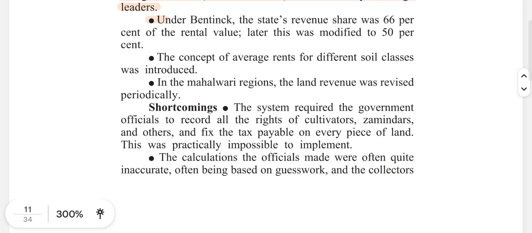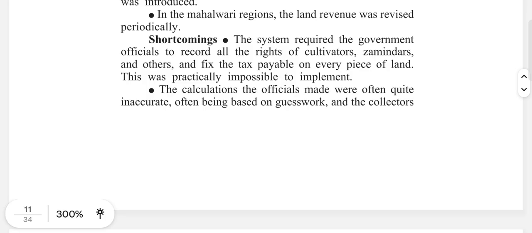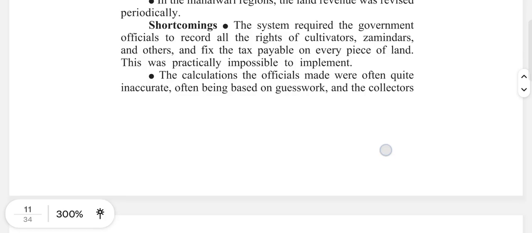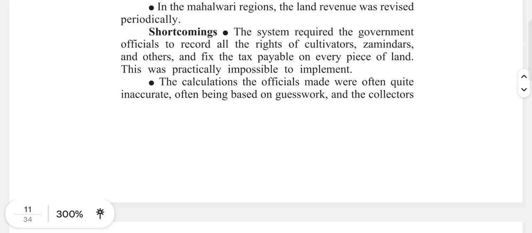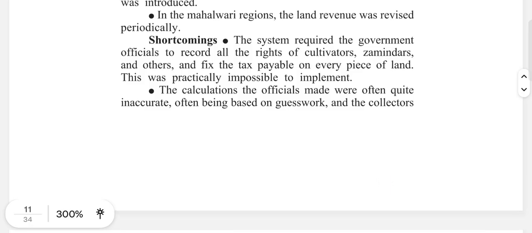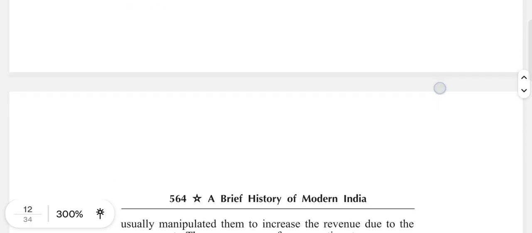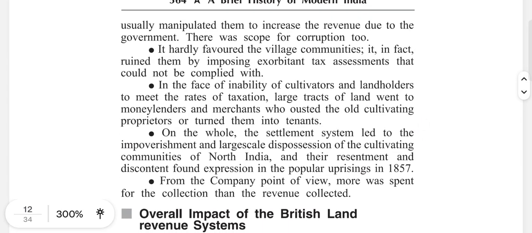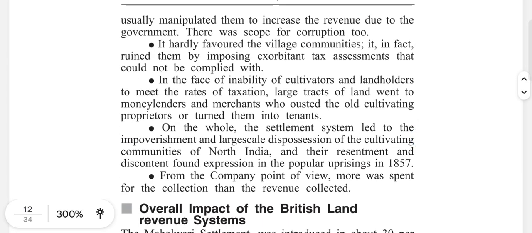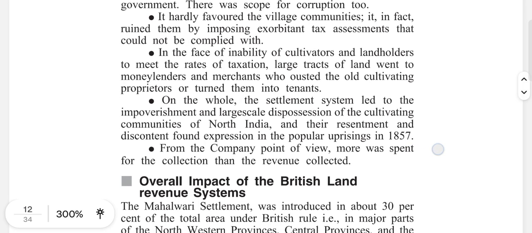Shortcomings. The system required the government officials to record all the rights of cultivators, zamindars, and others, and fix the tax payable on every piece of land. This was practically impossible to implement. The calculations the officials made were often quite inaccurate, often being based on guesswork, and the collectors usually manipulated them to increase the revenue due to the government. There was scope for corruption too.